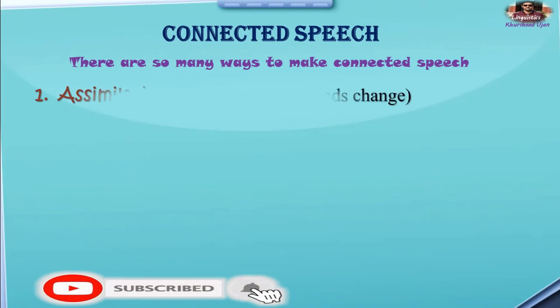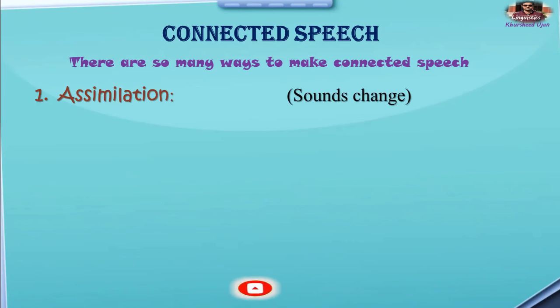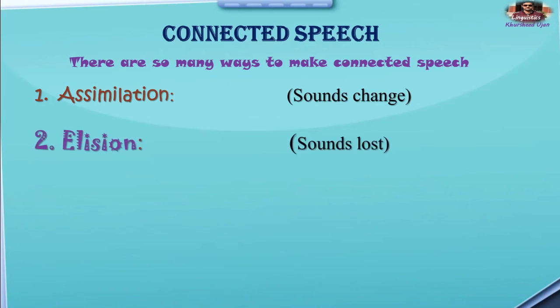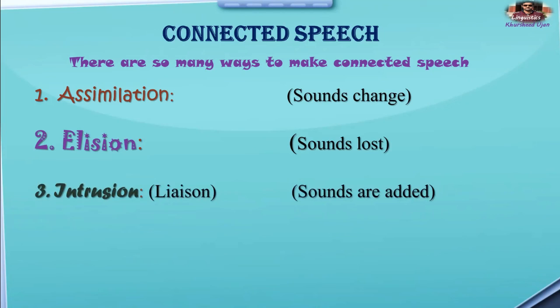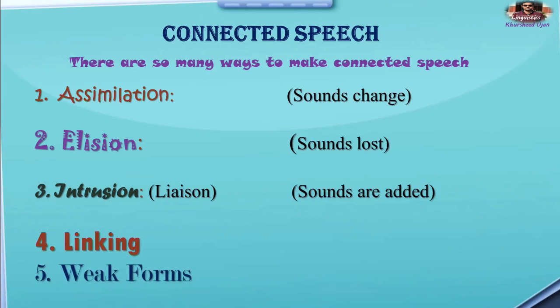Number one, assimilation. We may call it sounds change. The other is elision. We may say it is sounds lost. Number three, intrusion or liaison, where sounds are added. Number four, linking. And number five, weak forms. So these are the ways, and all of them will be explained and elaborated in our very next lecture.